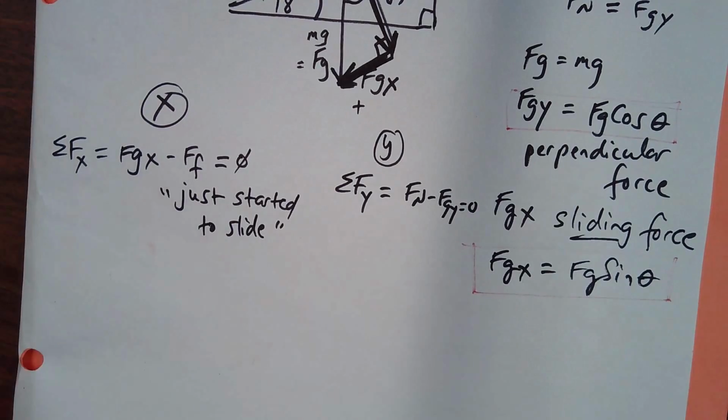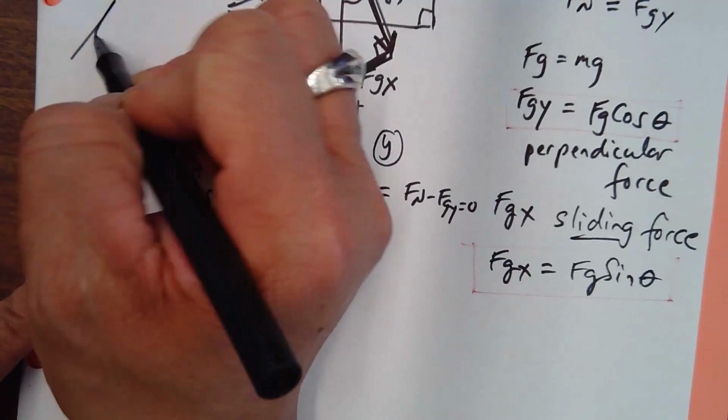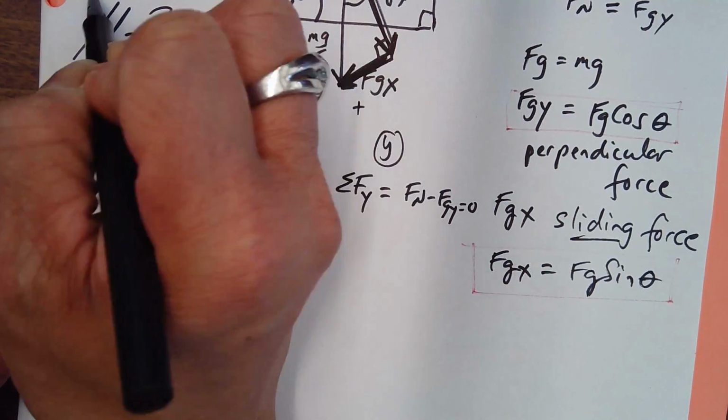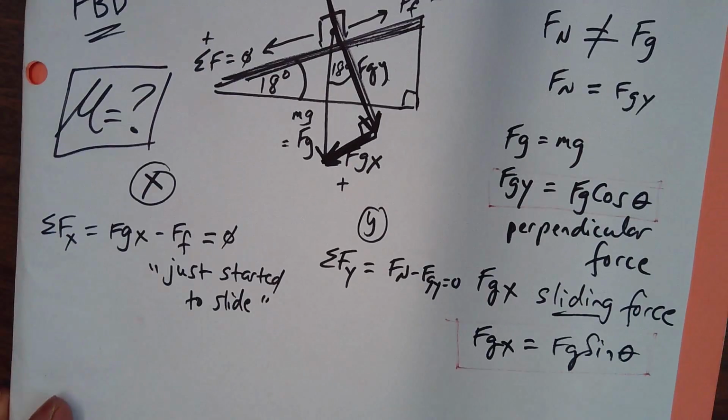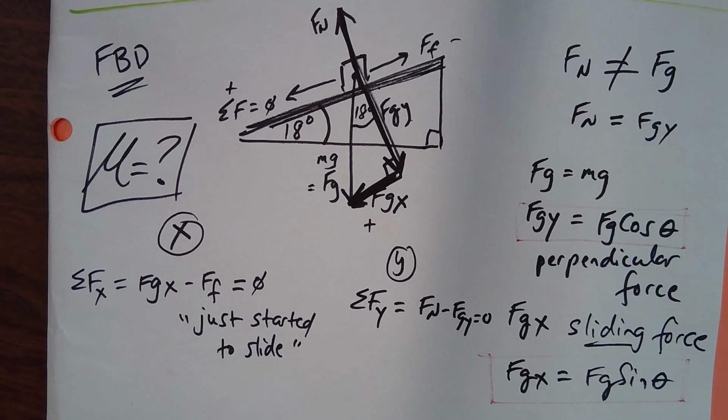So, what are we solving for? We are solving for the mu. That's what we're looking for. This is the ultimate question. All these things lead to the question of what is mu. So how do we solve for that?